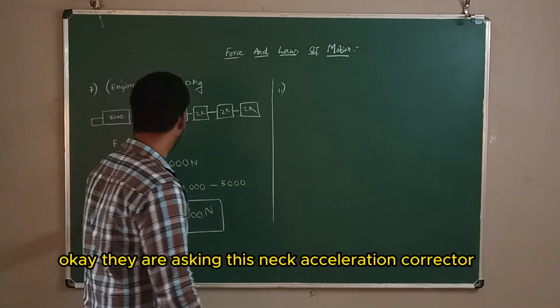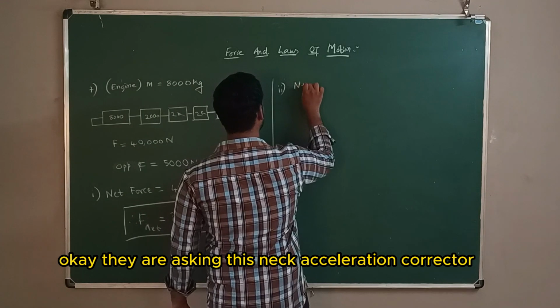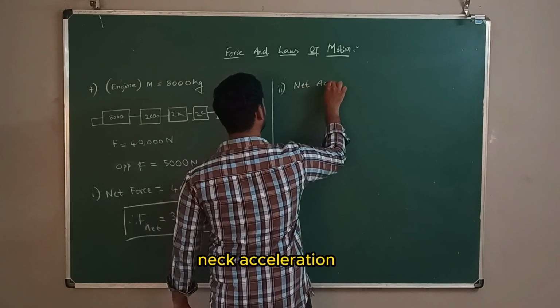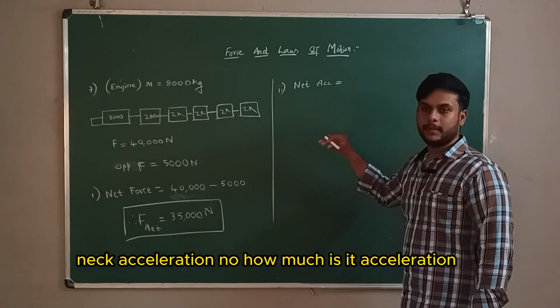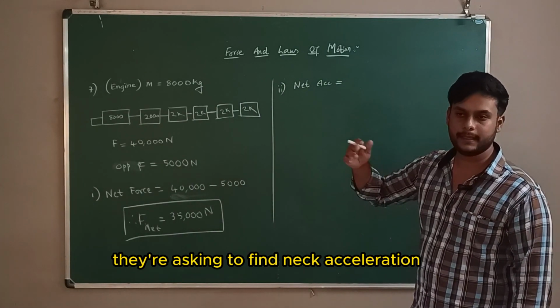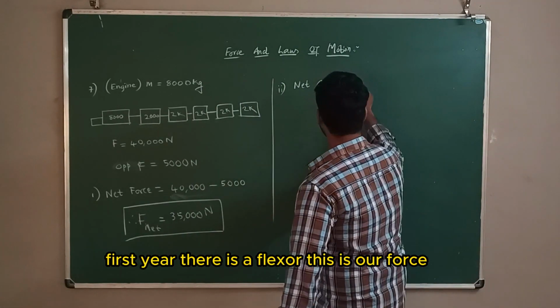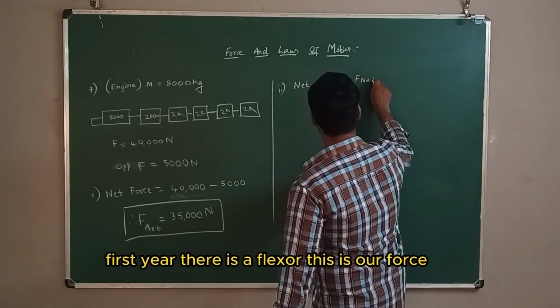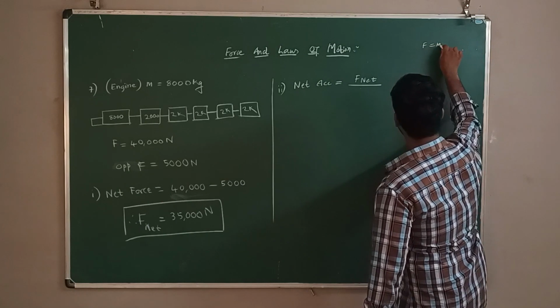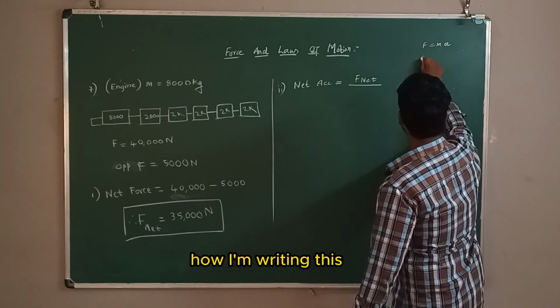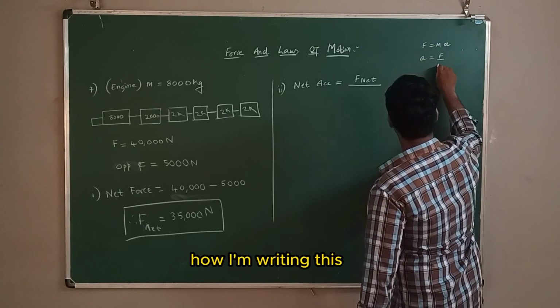Net acceleration. They are asking us for net acceleration, correct? Now, how much is the acceleration they are asking? To find net acceleration, first there is F net. This is our force. F is equal to mass into acceleration, so acceleration is equal to F by m.